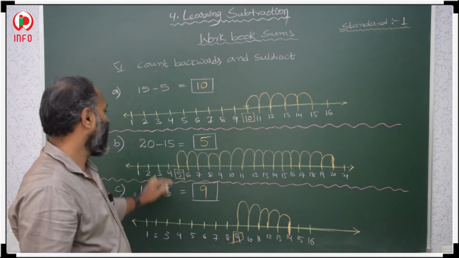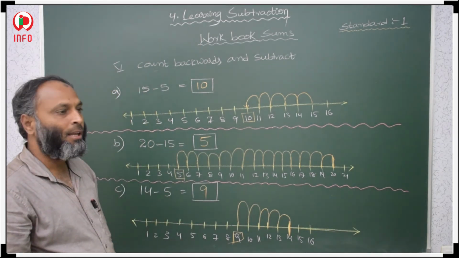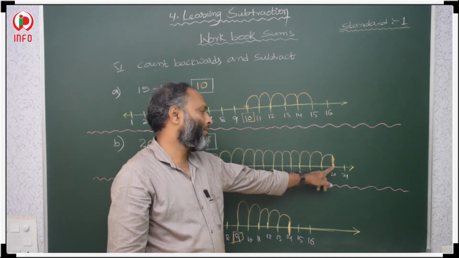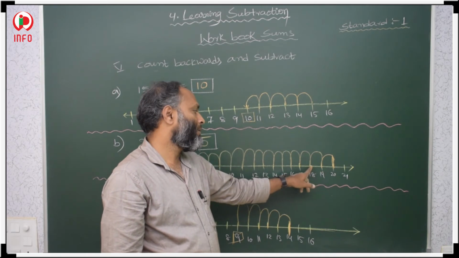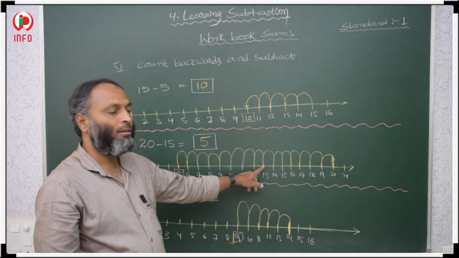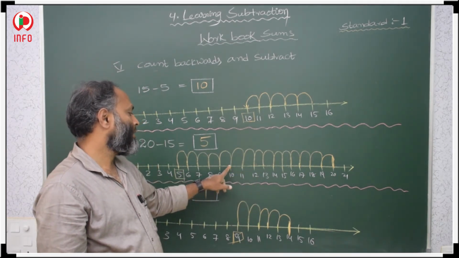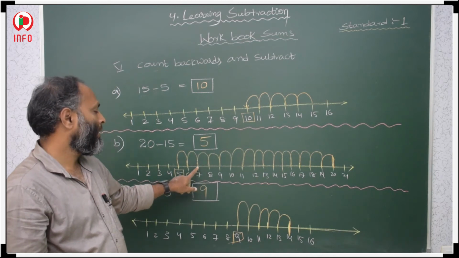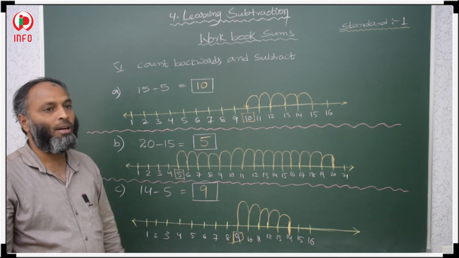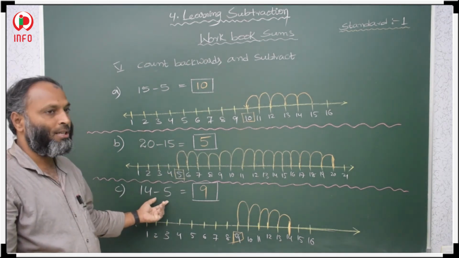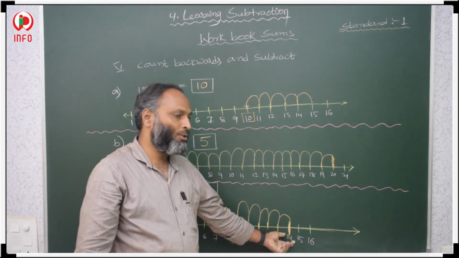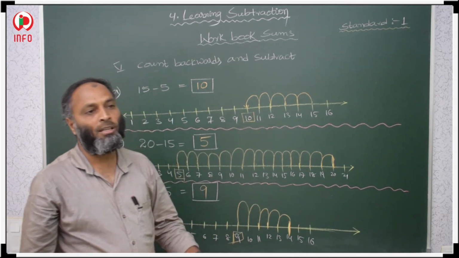In the same way, 20 minus 15. 20 minus 15 is 15 places, 15 numbers. 1, 2, 3, 4, 5, 6, 7, 8, 9, 10, 11, 12, 13, 14, 15. It means 5. 20 minus 15 is 5. In the same way, 14 minus 5. In the number line, at least 14 should be there on the number line, and more than that is your wish.